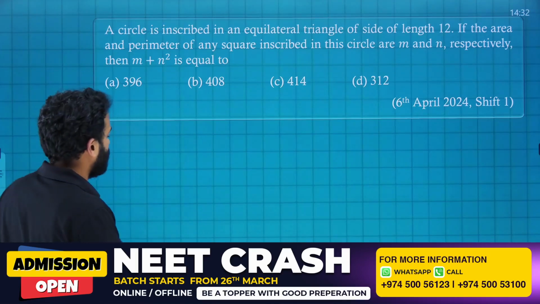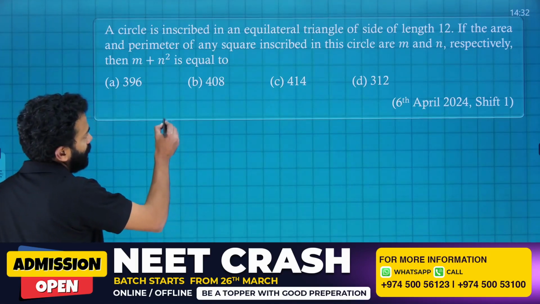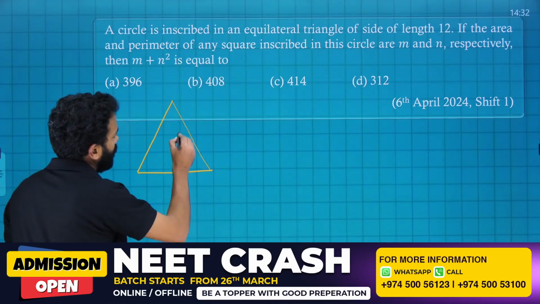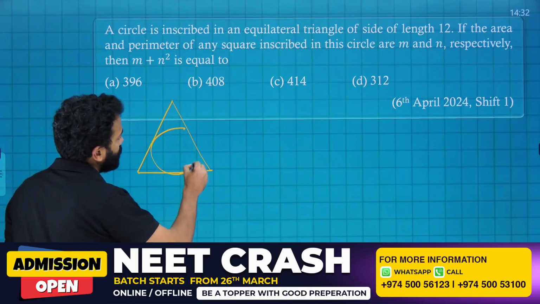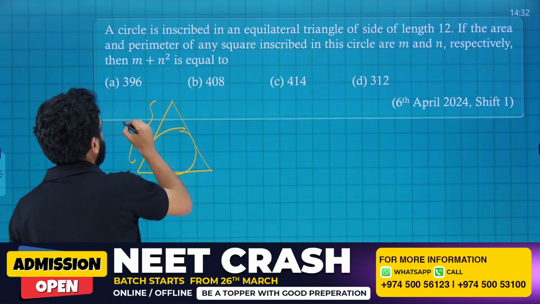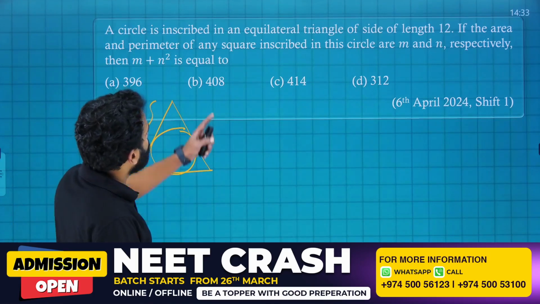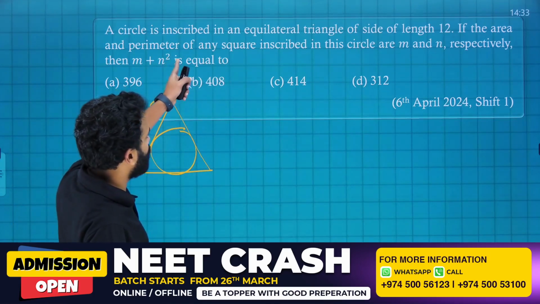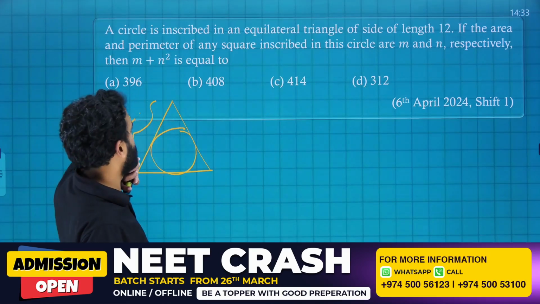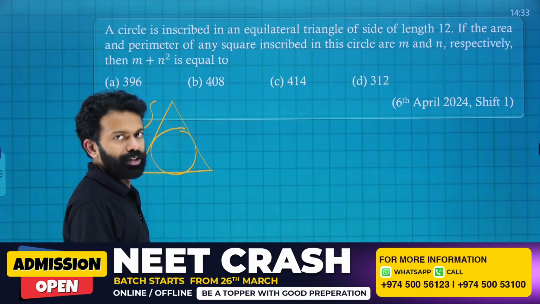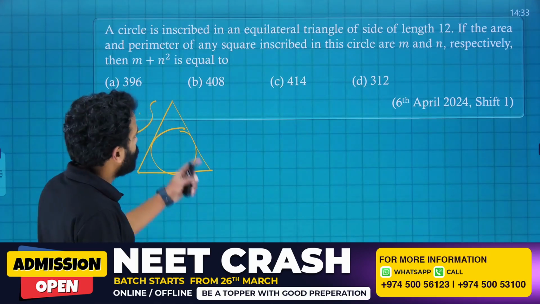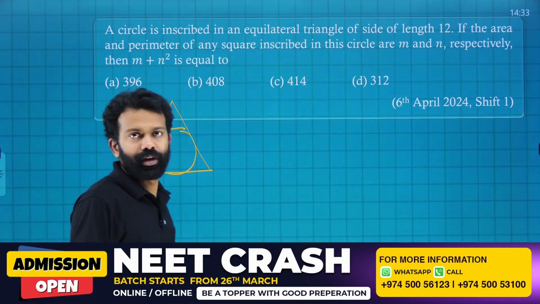We know that a circle is inscribed, right? A circle is inscribed in an equilateral triangle. Okay, and what is the length of the triangle? 12. Okay, the length is 12. If the area and perimeter of any square inscribed in the circle are m and n respectively, then m plus n square is equal to. Okay, progressive question, which means that we need to find m plus n square at last, right?